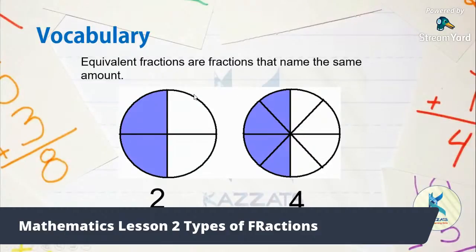Can you see that? Over here, it has 4 parts and 2 are colored. So 2 over 4. Over here, there are 8 parts and 4 are colored. But the same amount of area is colored in blue. We can think of another fraction over here as well. It can also be 1 over 2. It can be 2 over 4. It can be 4 over 8. Is it clear?